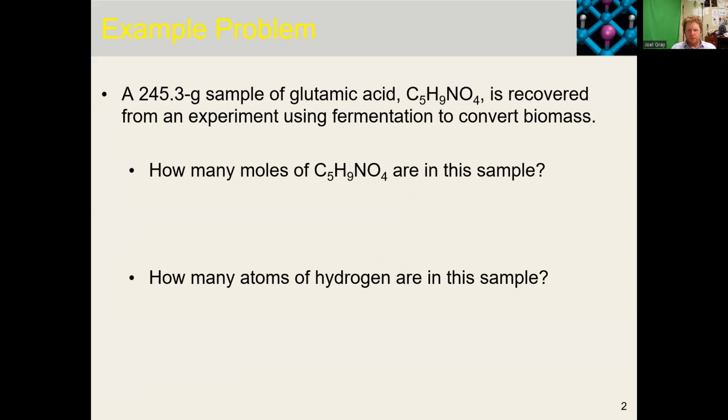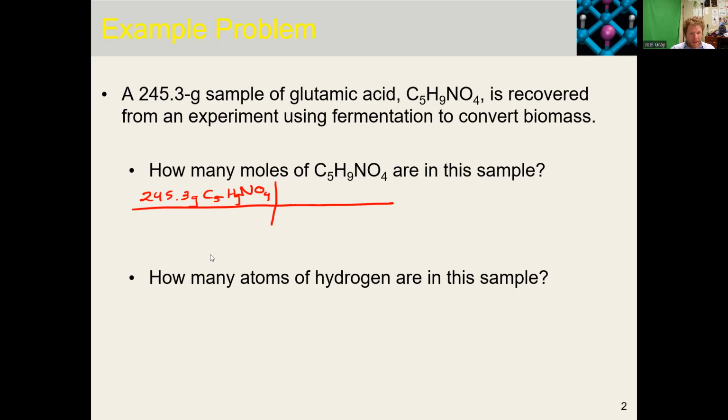Another problem that we'll see is another sort of conversion. A 245.3 gram sample of glutamic acid, which has a formula of C5H9NO4, is recovered from an experiment using fermentation to convert biomass. How many moles of C5H9NO4 do we have? Now we're going to go from grams to moles. So we're going to write 245.3 grams of C5H9NO4.